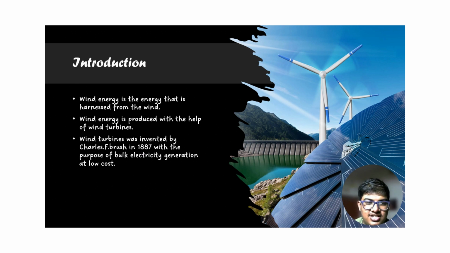Wind energy is the energy that is harnessed from wind. The wind energy is harnessed with the help of turbines. The wind turbine was invented by Charles F. Brush in the year 1887, with the main purpose being bulk energy generation. Now, you guys all might have seen the different types of wind turbines while traveling to different places.